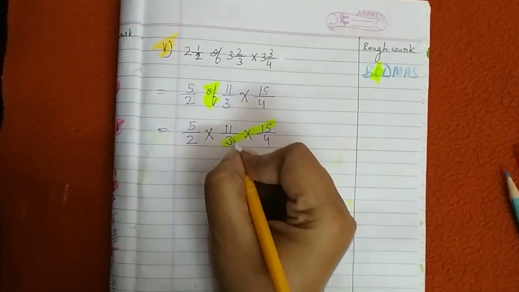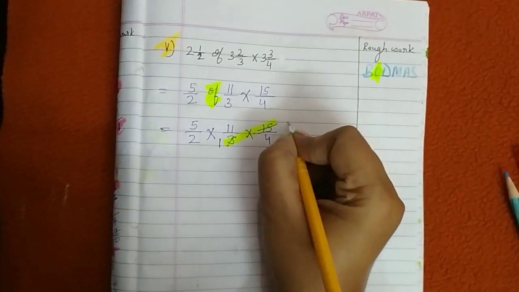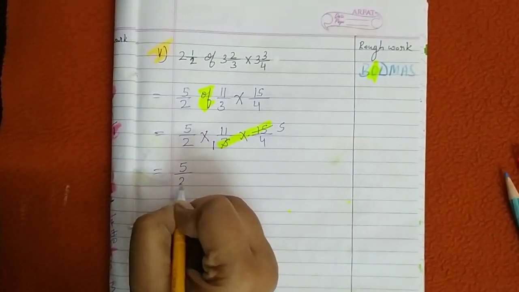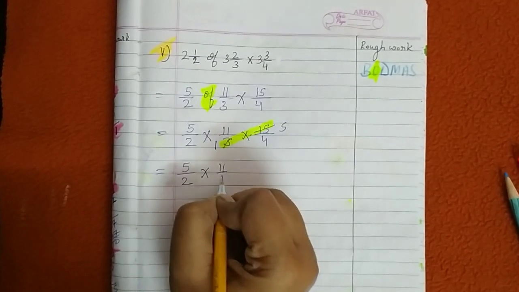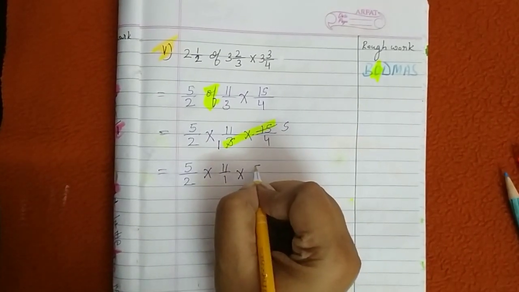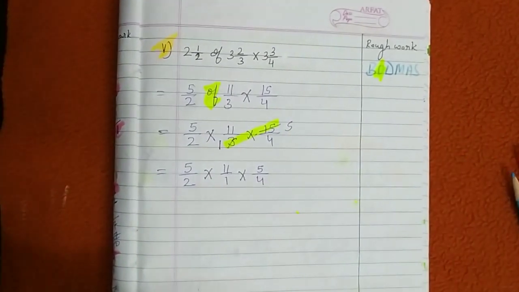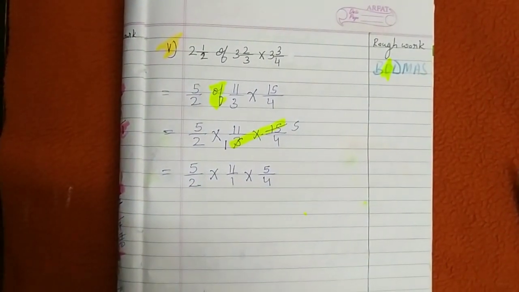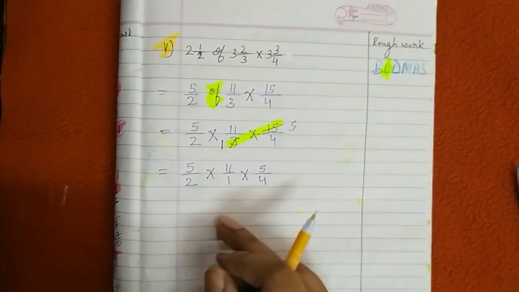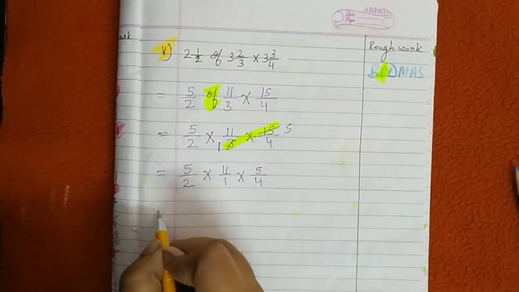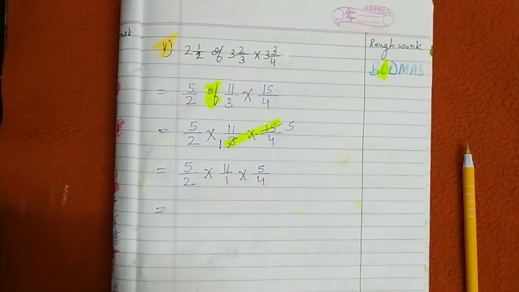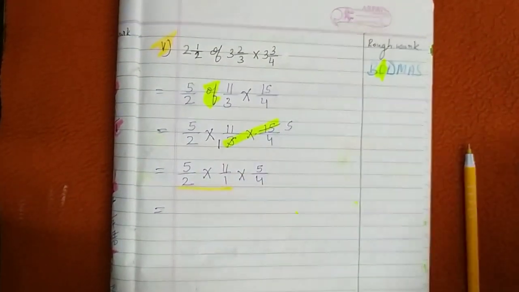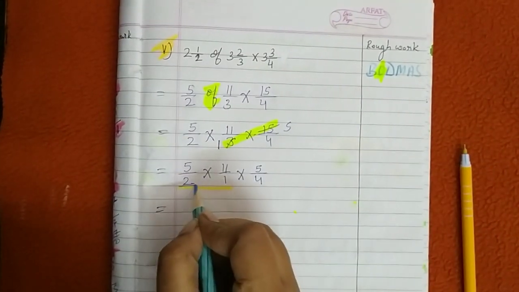Yes, how many times this 3? 1 times. This 15? 5 times. So what we will be getting next? 5 upon 2 into 11 upon 1 into 5 upon 4. Yes, this is clear. Okay, this much is clear, children. Now what you have to do? You have to multiply. What? We will multiply first this. Okay, don't get confused. First multiply this.